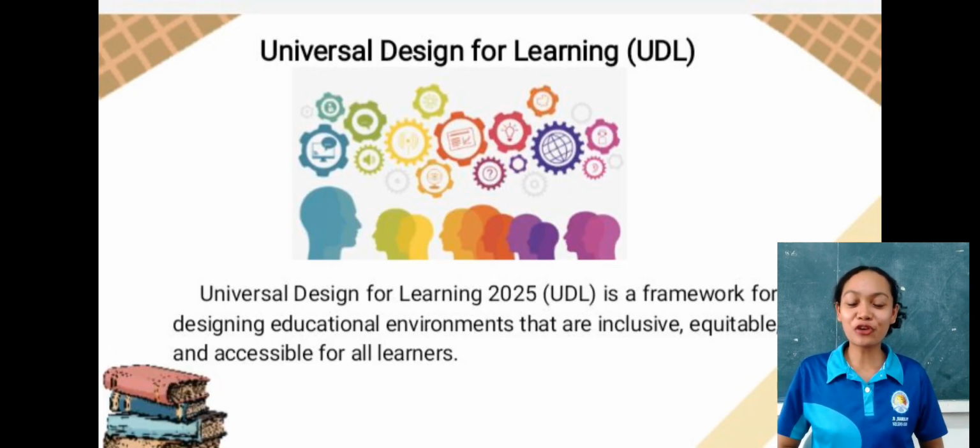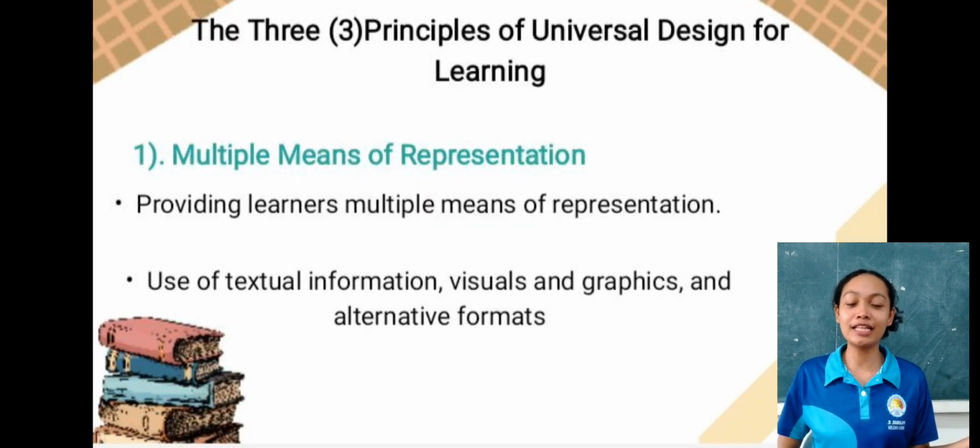Now, let's move forward to another topic, which is Universal Design for Learning, or UDL. Universal Design for Learning is an educational framework that aims to make learning accessible and effective for all students by addressing diverse needs, abilities, and backgrounds. UDL has three principles. The first one, we have multiple means of representation.